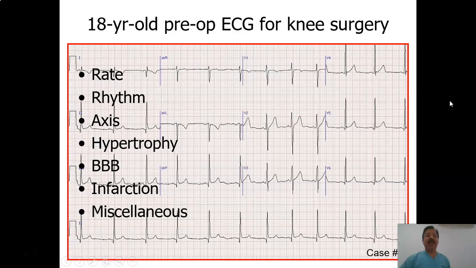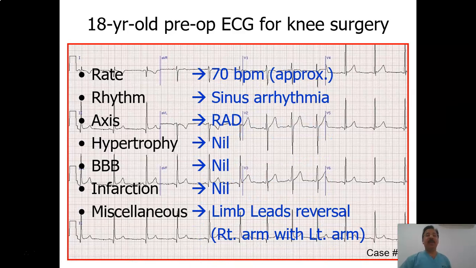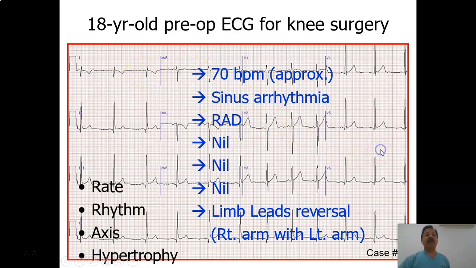Okay, so the rate in this ECG is 70 beats per minute, and this is sinus arrhythmia. Right axis deviation, no hypertrophy, no bundle branch block, no infarction, and this right axis deviation is not the true one. It's false because there is a limb lead reversal. The right arm electrode is misplaced with the left arm electrode. So once you identify these ECG changes, you will correct this one.